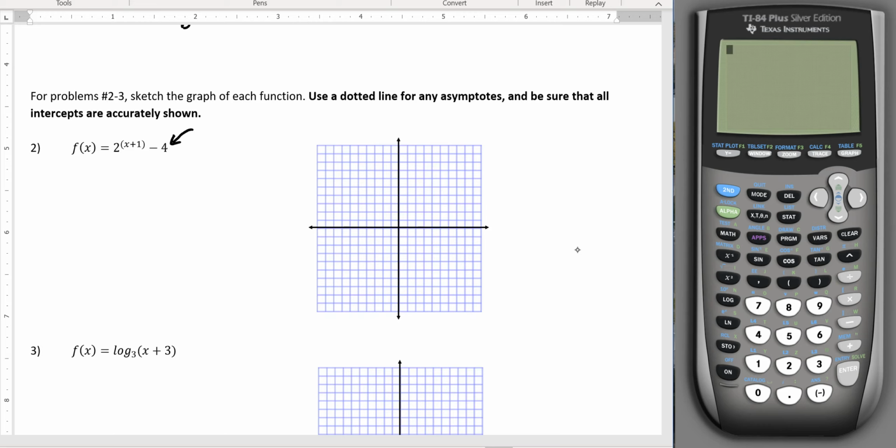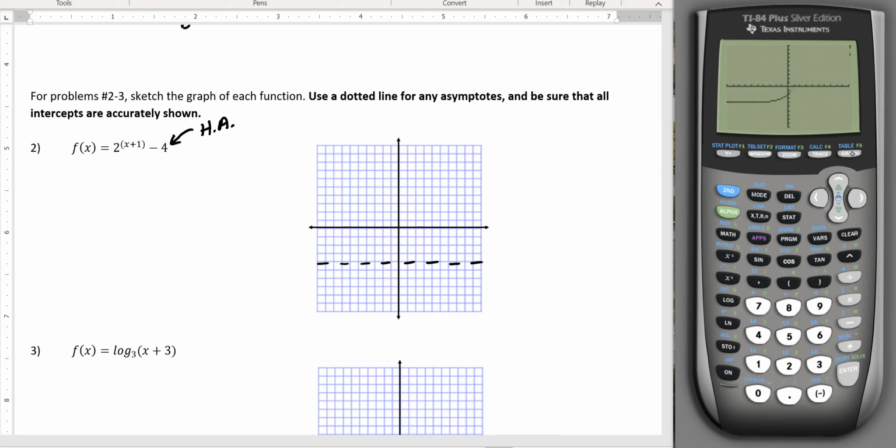All right, so -4 here represents the horizontal asymptote. Remember, since this is an exponential function, variables in the exponent. So that -4 is the asymptote. Now in my calculator, I'm going to say y equals 2 to the power of (x plus 1), and then -4, and hit graph. And as we can see here, that looks very nice.